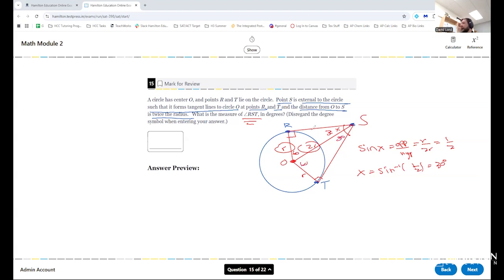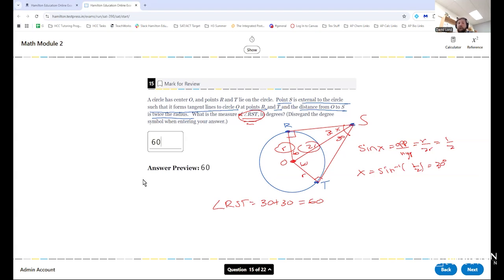Well, the question did not ask for RSO, it asked for RST. So we actually have to double it to get the final answer. So RST is equal to 30 plus 30, which is 60 degrees. And that's why the answer is 60.